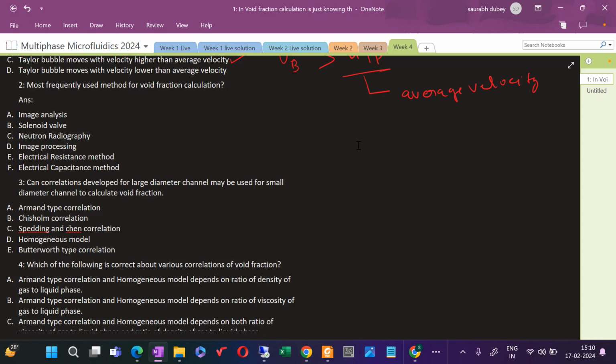this says most frequently used method for void fraction calculation is. So this could be a multiple choice question. If you see, image analysis, solenoid valve, neutron radiography, image processing, electrical resistance method, electrical capacitance method. So which of the following is used for the calculation of the void fraction in the channel system and in the two-phase system?